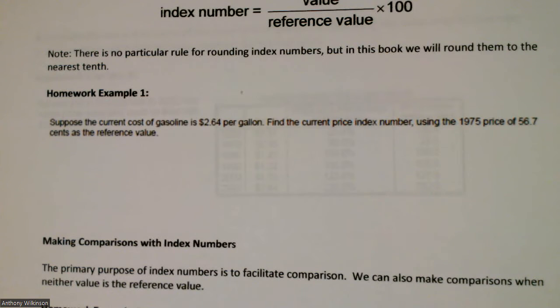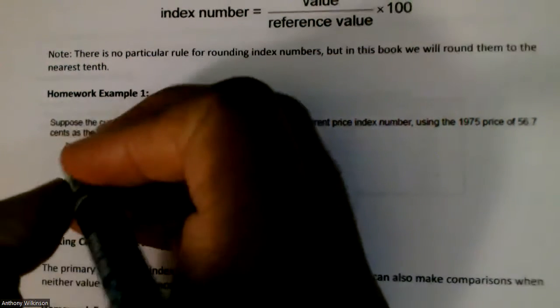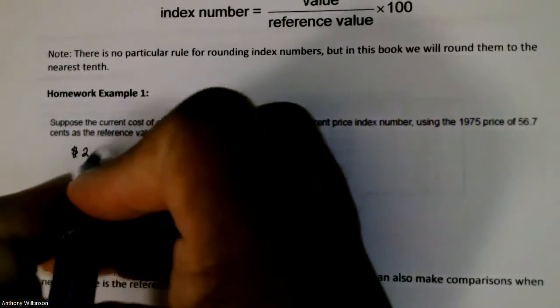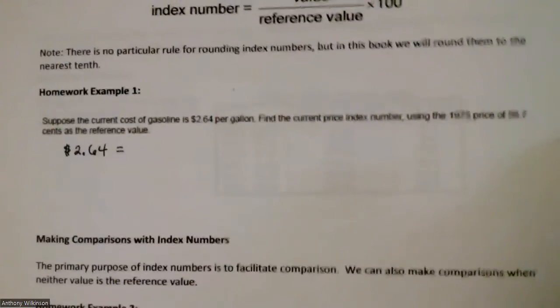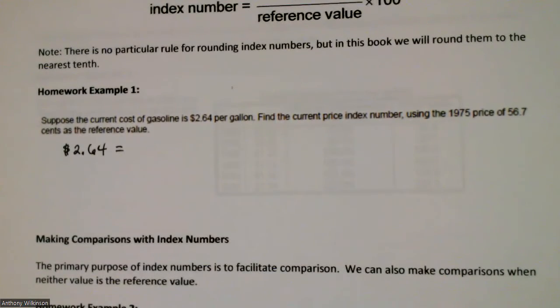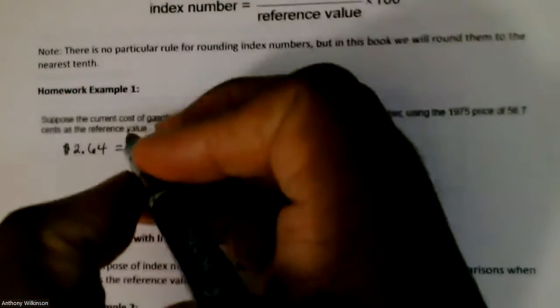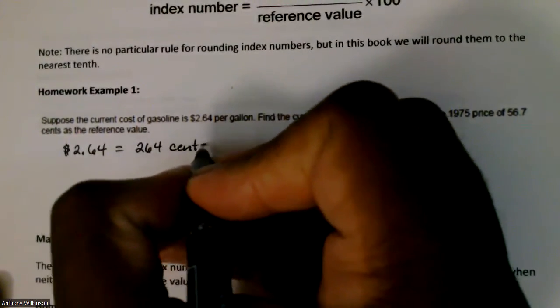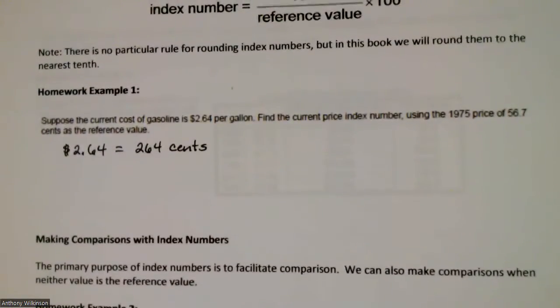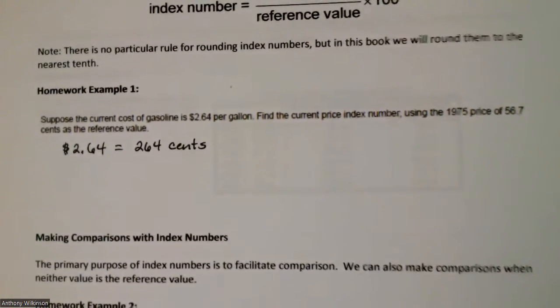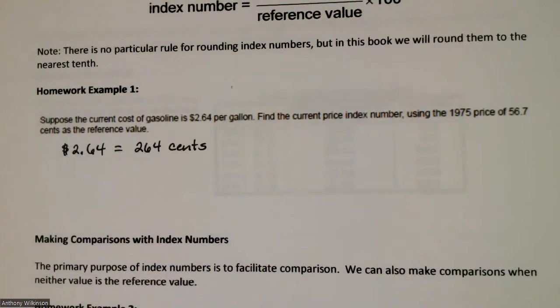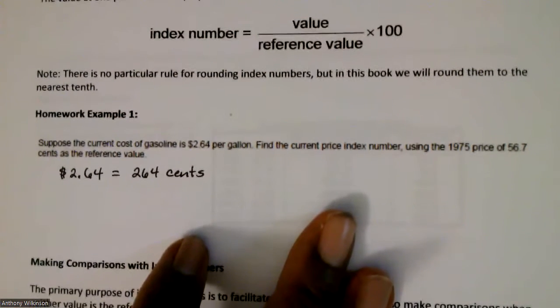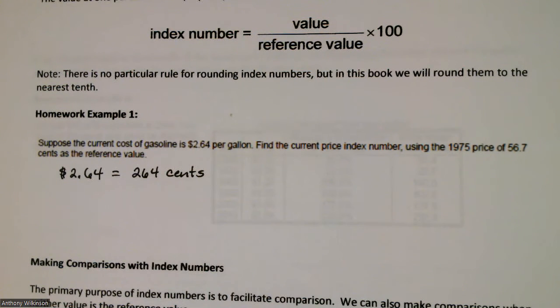And here's what I'm going to do. In this case, the $2.64, I'm going to write that in cents because I know $1 is 100 cents. So $2.64 will be just 264 cents. Okay, and I'm going to use this formula at the very top to calculate the index number. That's going to give me the current price index number.